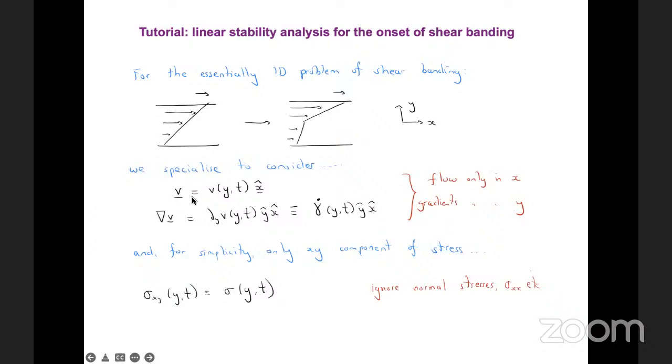So the fluid velocity vector is only along the x hat direction, the unit vector in the x direction, and there's a velocity field which only varies in the flow gradient direction y. So the velocity v, which is in the x direction, only varies in y in terms of space, but it can also vary as a function of the time t. Now the velocity gradient tensor then only has a shear component.